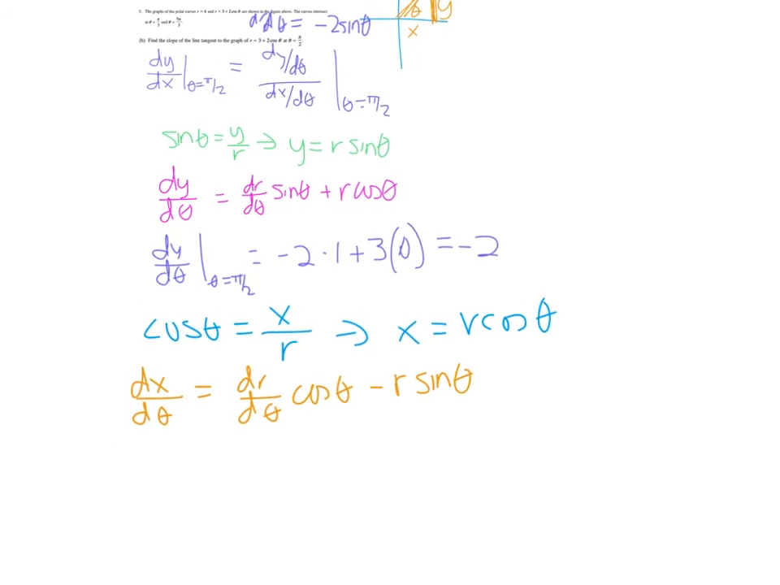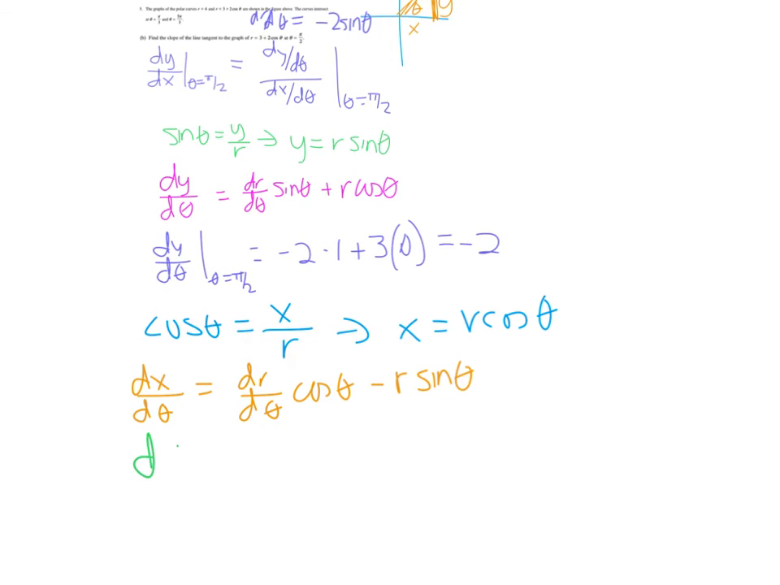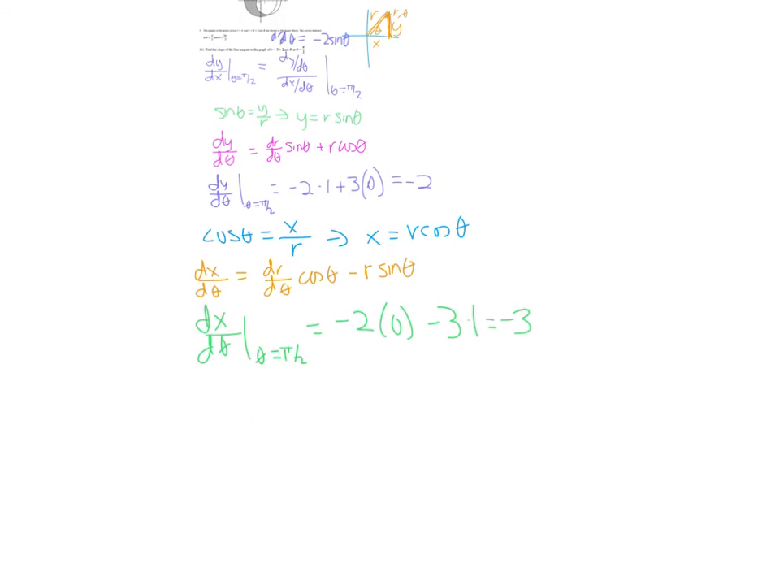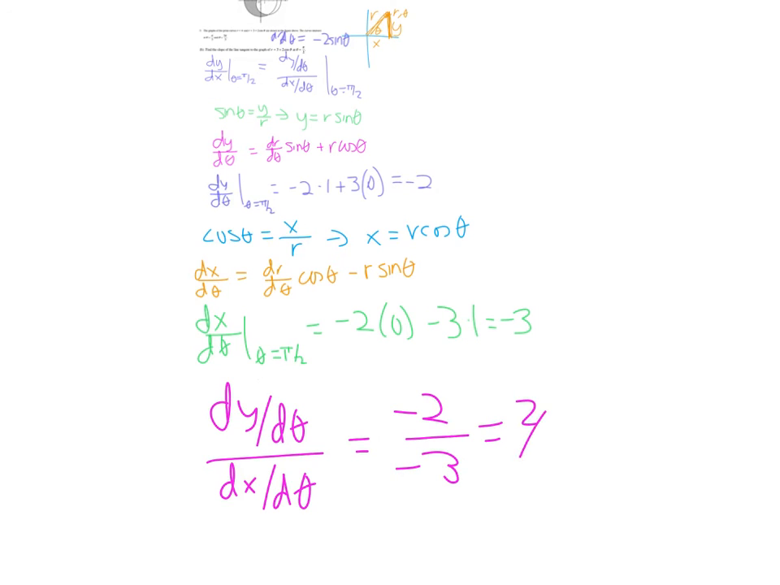So then I need to know dx d theta at pi over 2. I already determined that dr d theta was negative 2. Cosine of theta is 0. R is 3. And then the sine of theta is 1. So that's going to be negative 3. So then, my last step, dy d theta over dx d theta is going to be negative 2 over negative 3, which I could write as 2/3 if I want to.